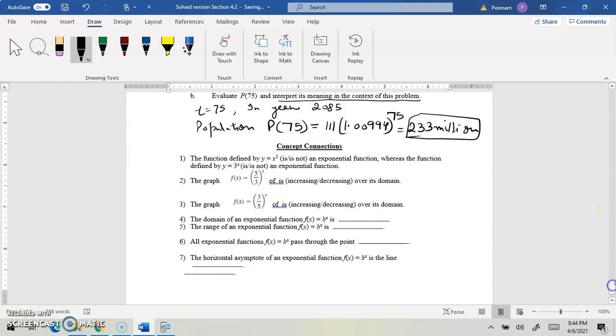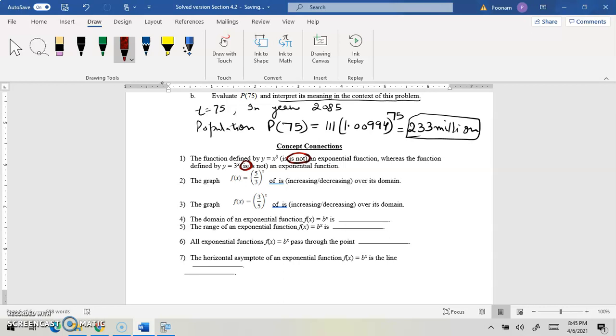So that was section 4.2. Let's work on some concept connections. The function defined by y is equal to x cubed is or is not an exponential function. It's not, because the base has to be a constant. Whereas the function defined by y is equal to 3 raised to power x is an exponential function because the base is 3, which is non-zero and which is more than 0 and not equal to 1.